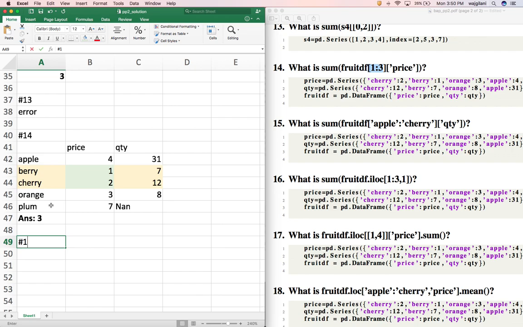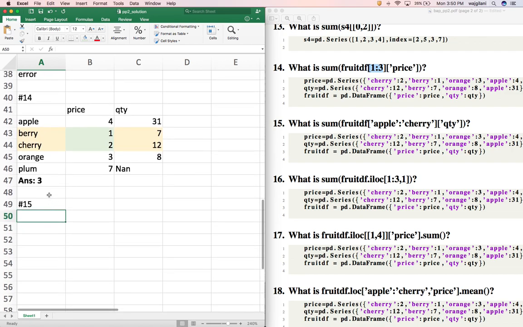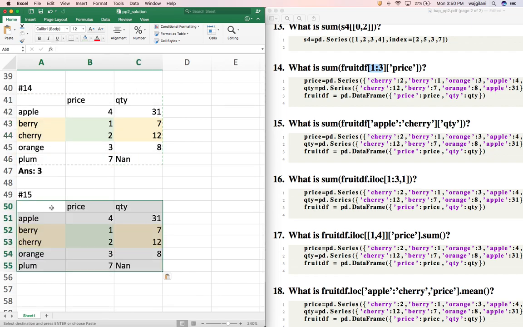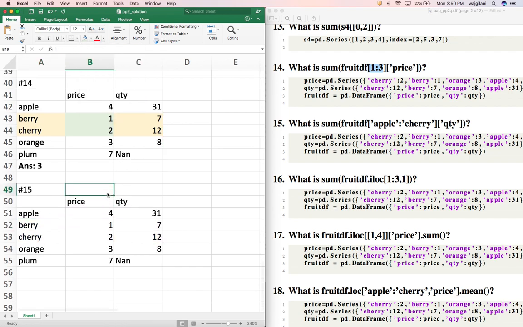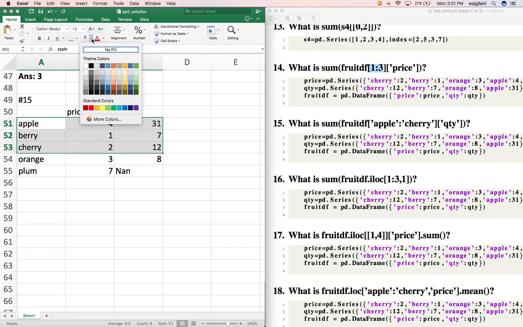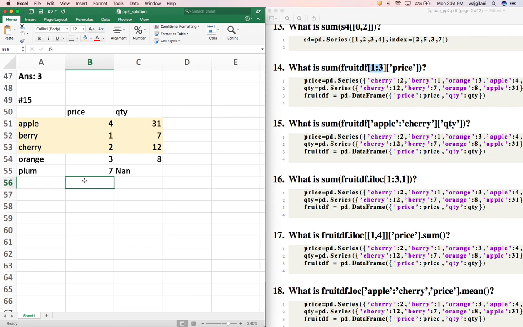Number 15, alrighty, I'll grab the same table. Get rid of the colors. And do the problem again. So number 15, we construct that same table again. And now I'm doing fruit DF, apple, colon, cherry. Not a problem again. I'm now filtering it by the rows by the indexes. So I'm grabbing apple, berry, and cherry. Remember, when you're doing it by alphanumerics, they are inclusive. So all three rows I grab.